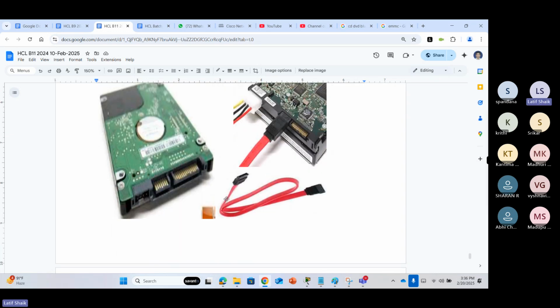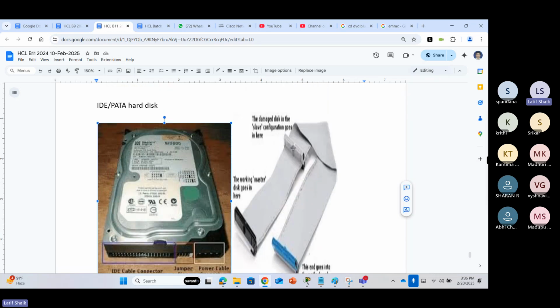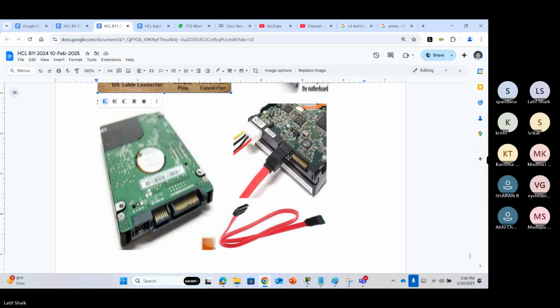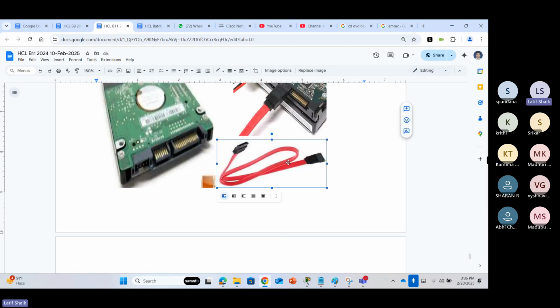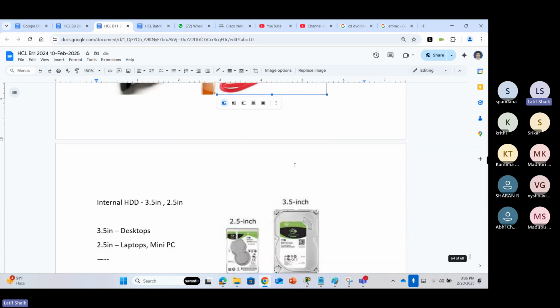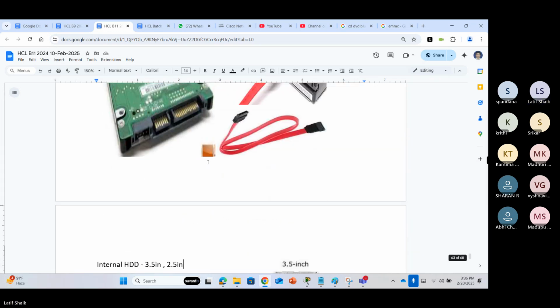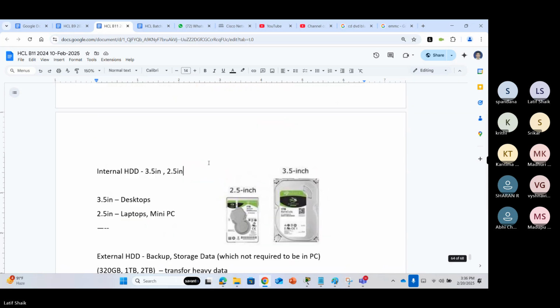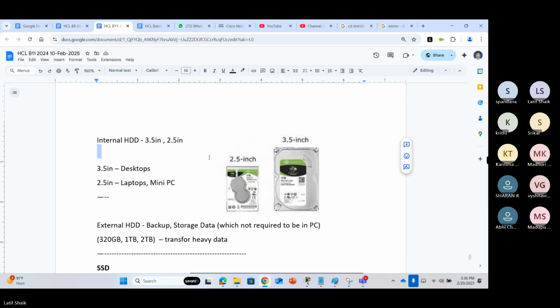See, this is a red cable. So this is a data cable. Okay, here it is. This is the data cable. So this data cable connects one side to the hard disk, and the other side is connected to your motherboard. Guys, do you understand how SATA and PATA look? Yes, sir. Internal hard disk.